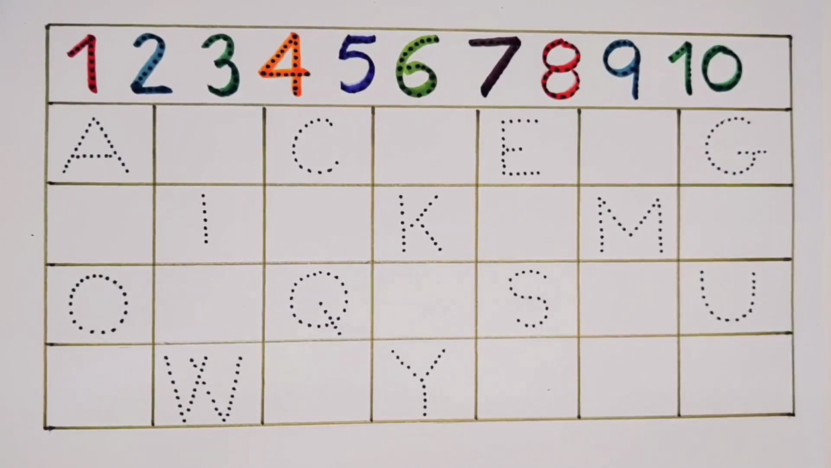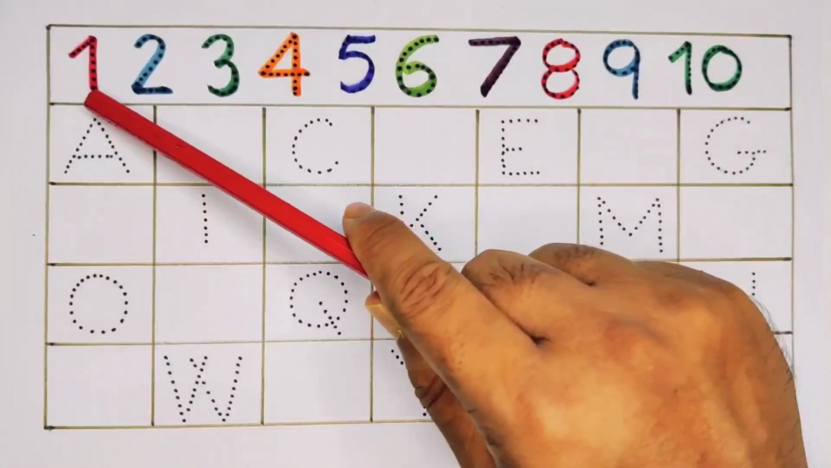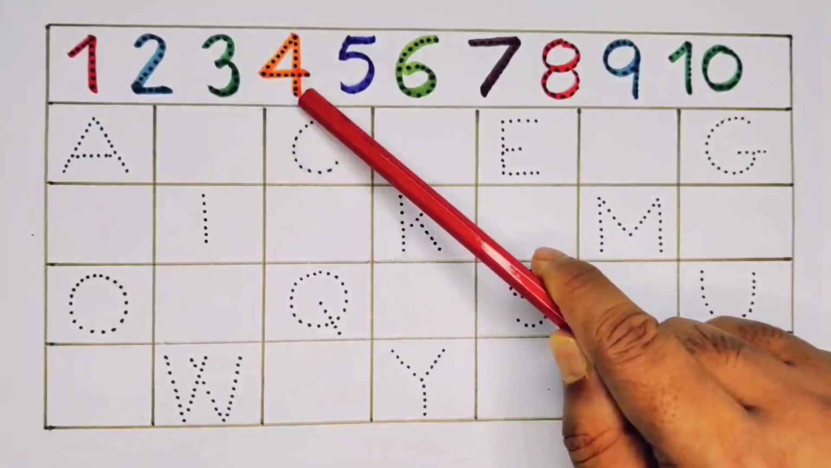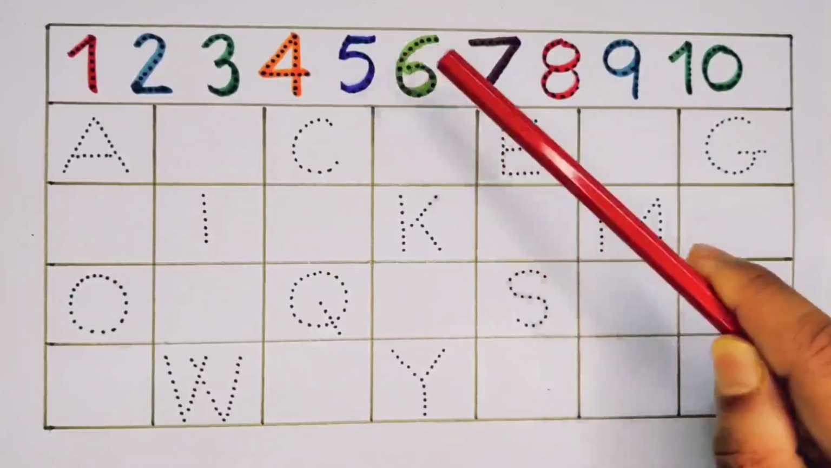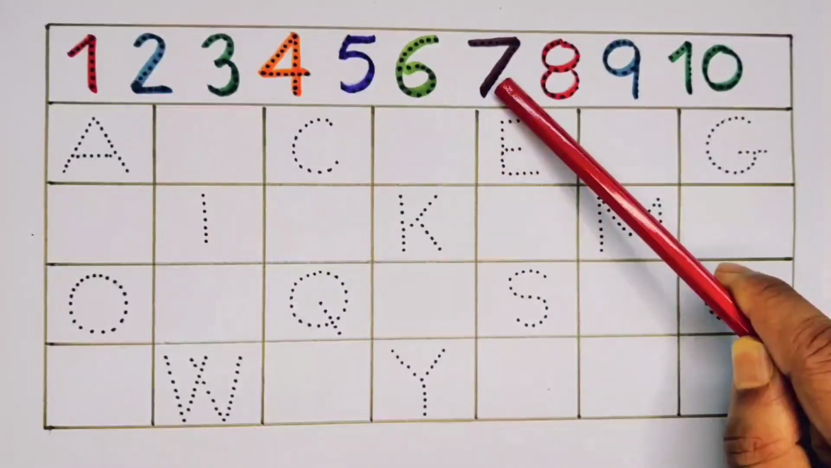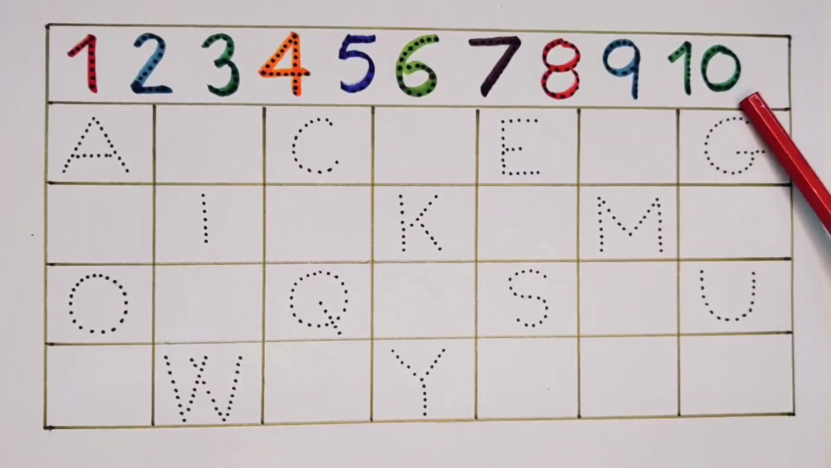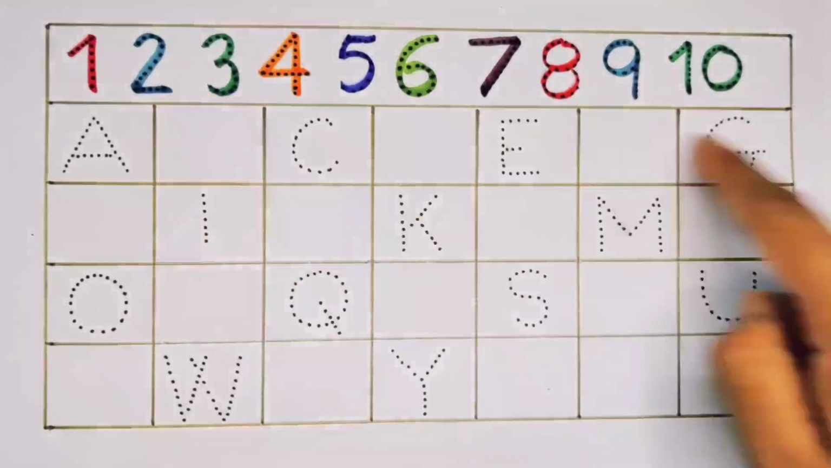What we learn? We learn 1, 2, 3, 4, 5, 6, 7, 8, 9, 10. Now the alphabet.